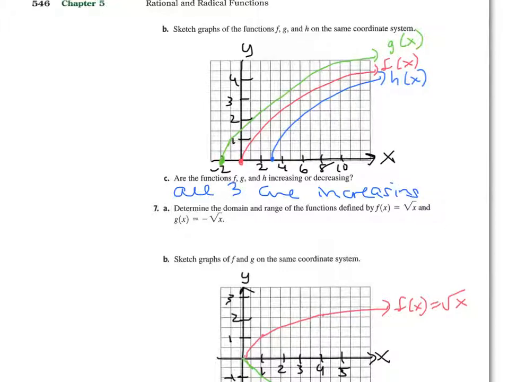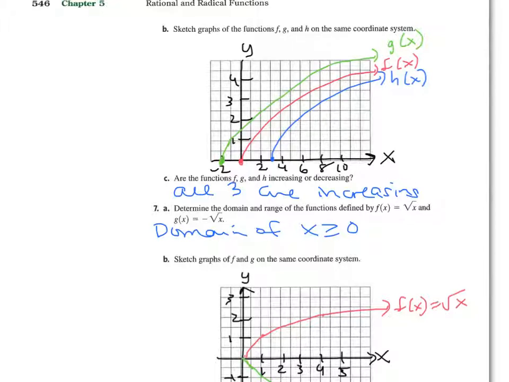Okay, determine the domain and range of functions defined by, okay, so that's all we're doing with those functions. So now we're looking at two different functions, f of x equals square root of x and negative square root of x. Both of these have a domain of x greater than or equal to 0. We can only plug in values where we can take the square root of a positive value. So the domain is x greater than or equal to 0.